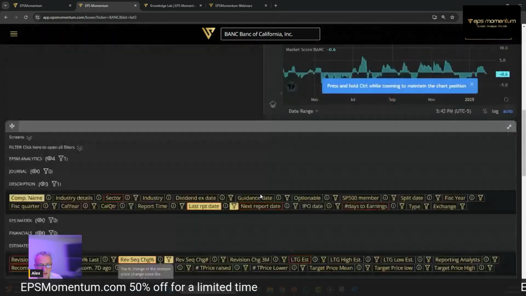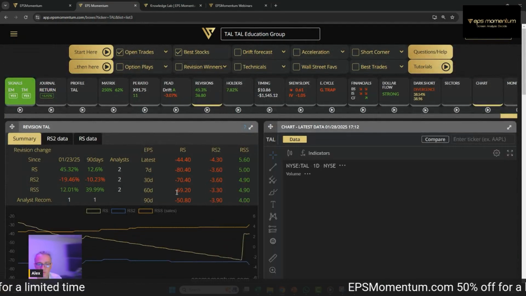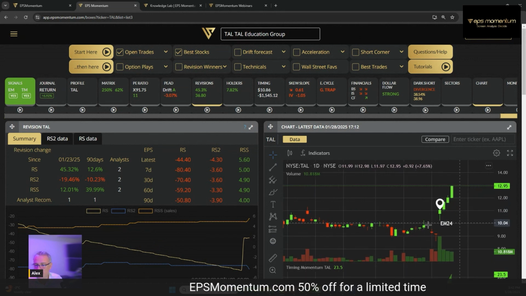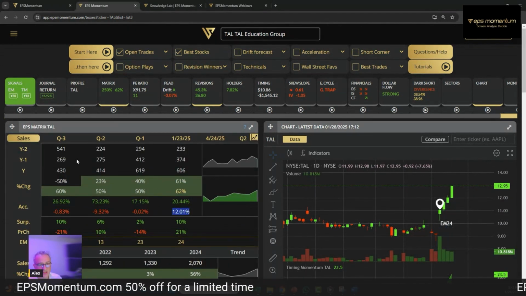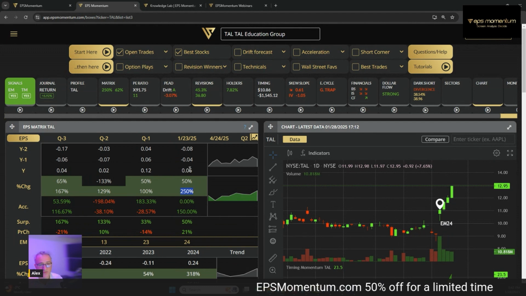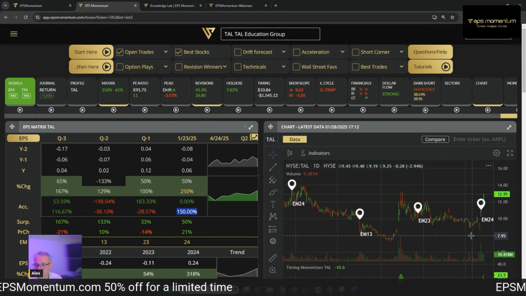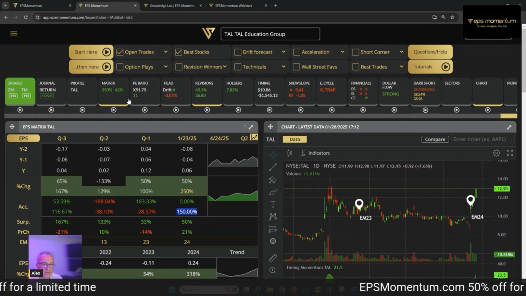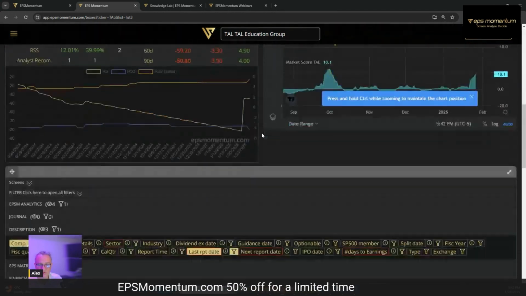So let's carry on with the screener and have a look at another name, Lactal Education Group. Great revision, great earnings, EM24. Let's have a look at earnings, 60% growth, acceleration 12 in sales, earnings per share 250% growth. It went from negative to positive. That's what you want to see, 150% growth. So really something's happening in the stock here. This is something that you want to see, notice and filter for.